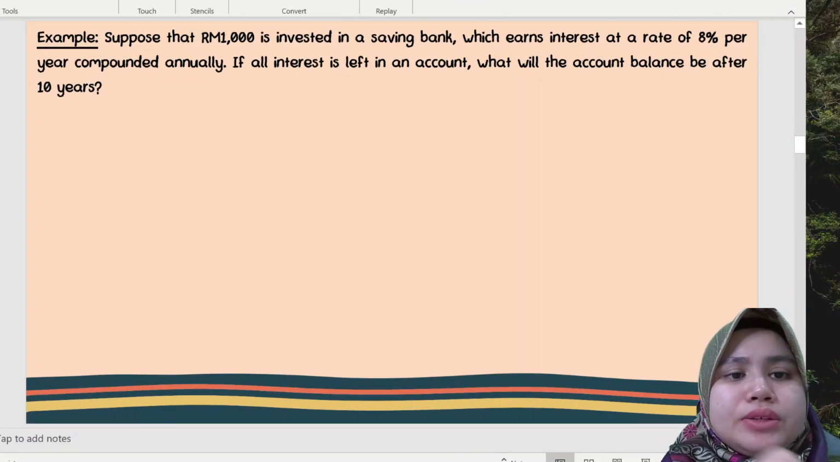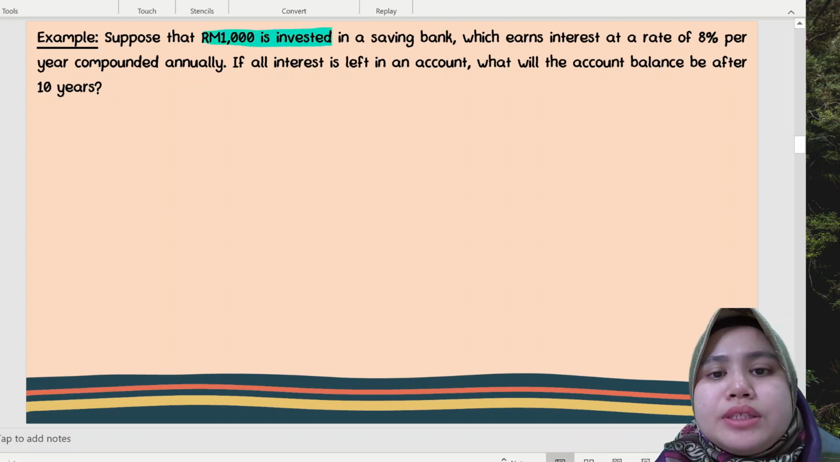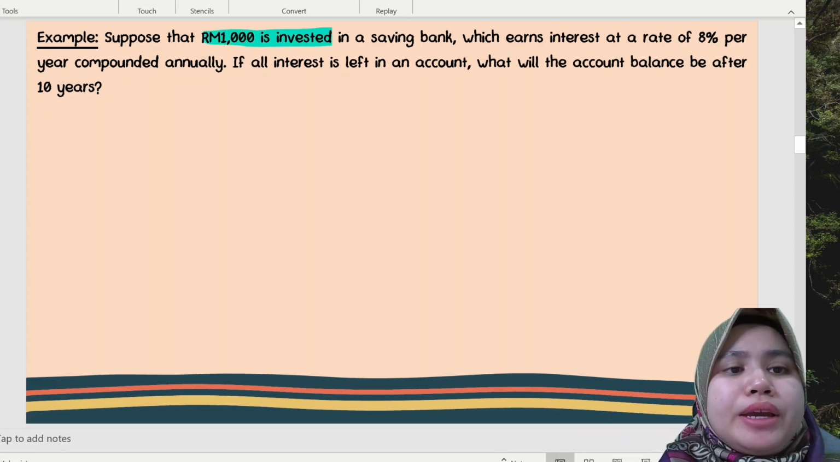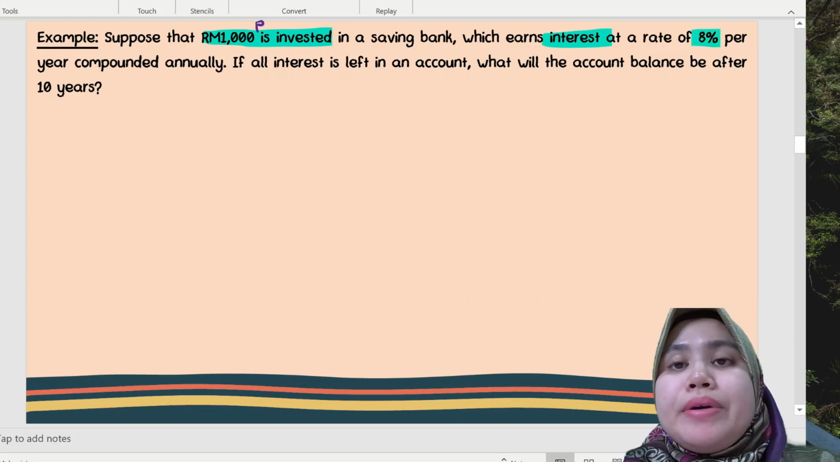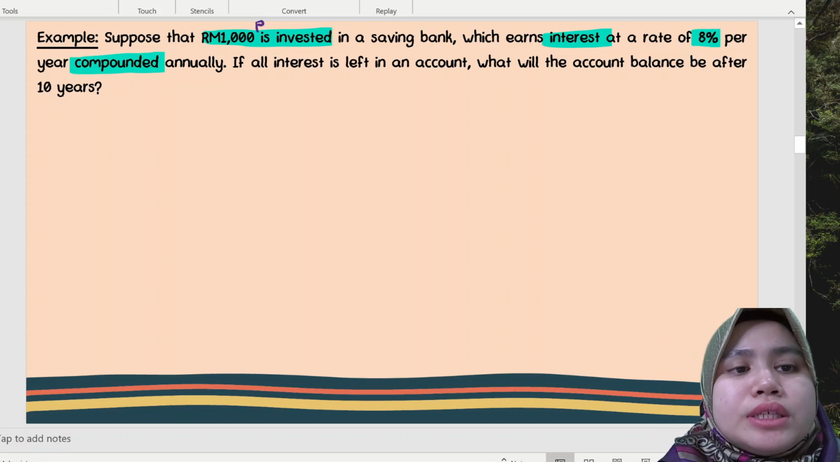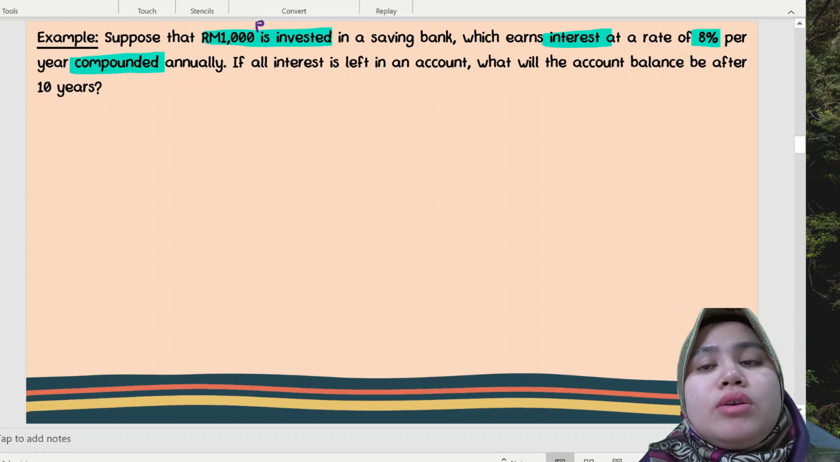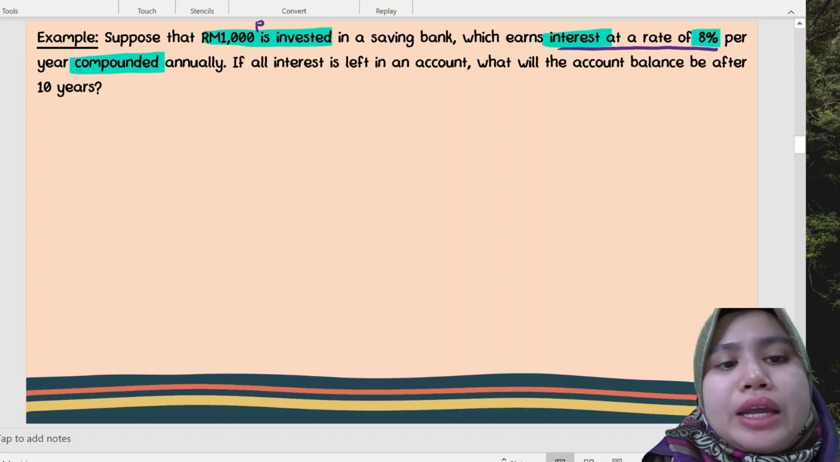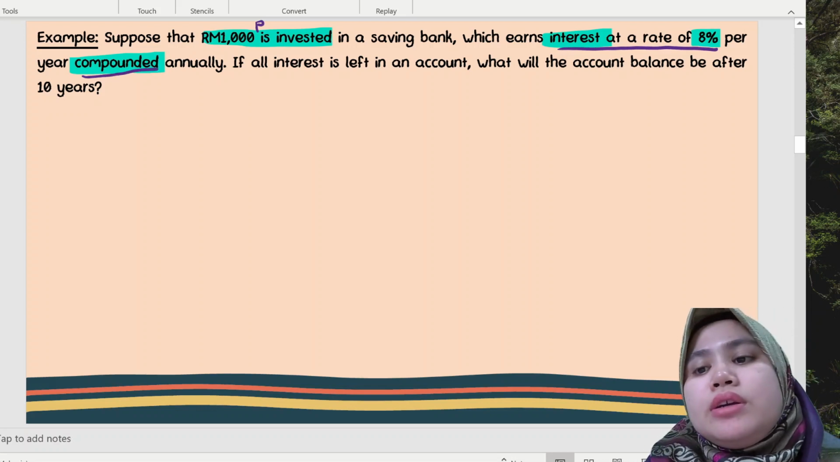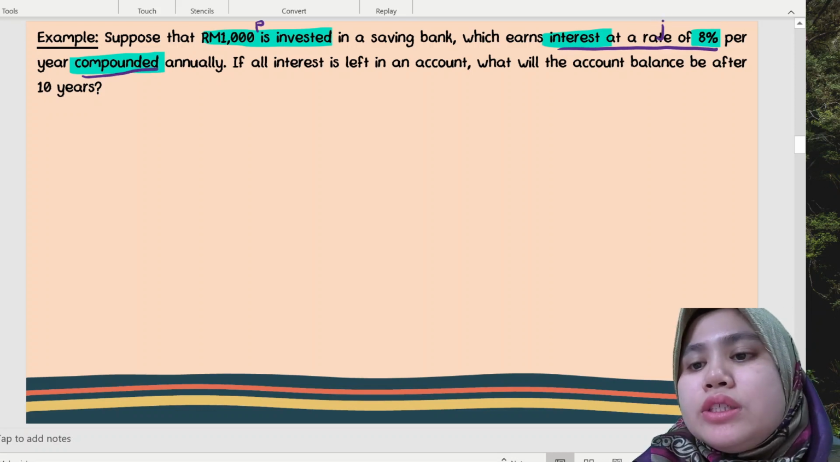Let's look at this question. Suppose that 1,000 is invested in a savings bank. So guys, this is your capital P, which earns interest of rate 8% per year, compounded annually. You have the words interest, value, and compounded. Guys, this is your J.